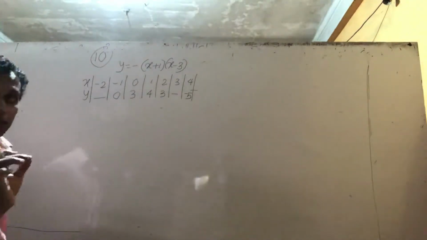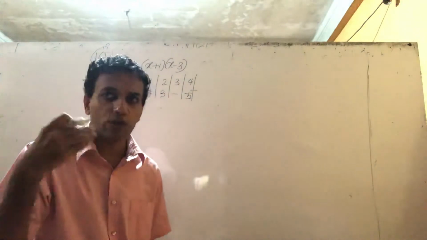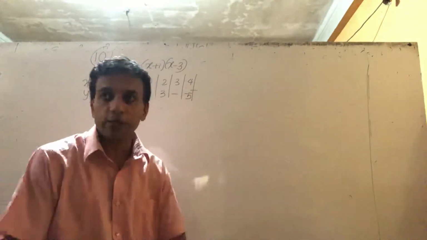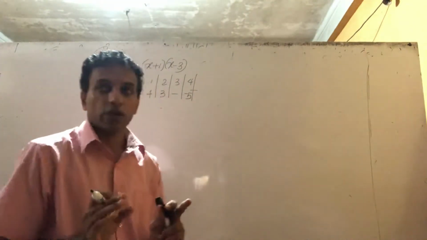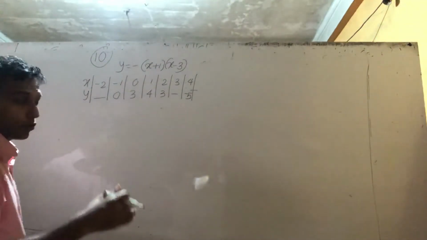So the substitution is very important. If you miss one value, either plus or minus, negative also, the graph never comes properly. So work clearly, substitute properly, find the y coordinate.